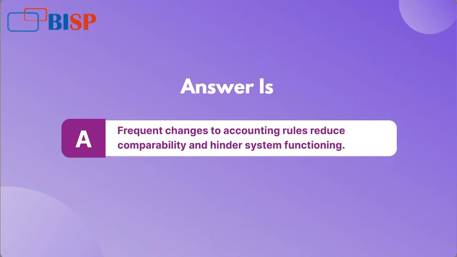Answer is A. Frequent changes to accounting rules reduce comparability and hinder system functioning.